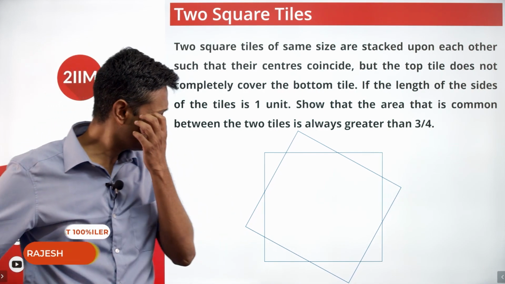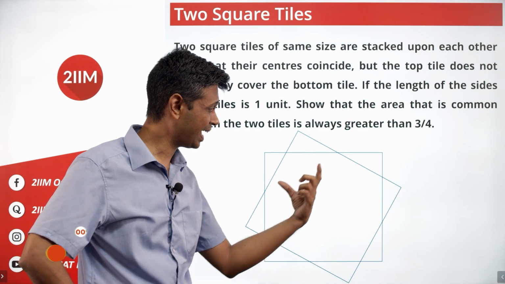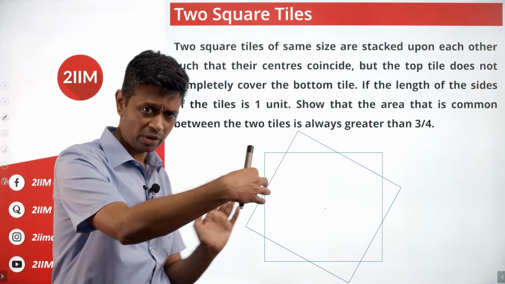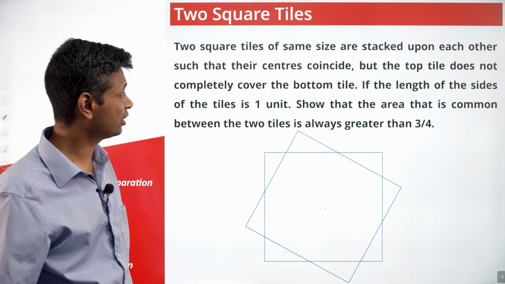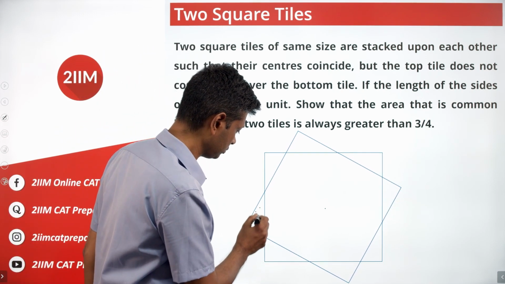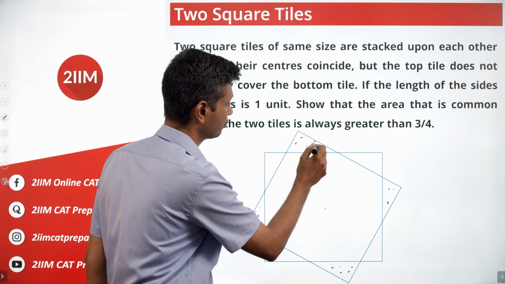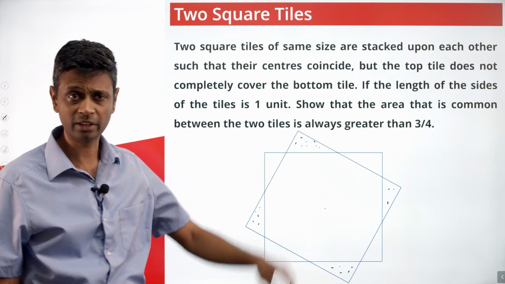And so we're saying that wherever you place the second tile, or whichever axis you place the second tile, as long as the centers are the same, whichever way we rotate the tile on top, the common area is greater than 3/4. Right? Or this area, which is outside, is less than 1/4. That's what we want to establish. So the area of overlap is greater than 3 by 4.